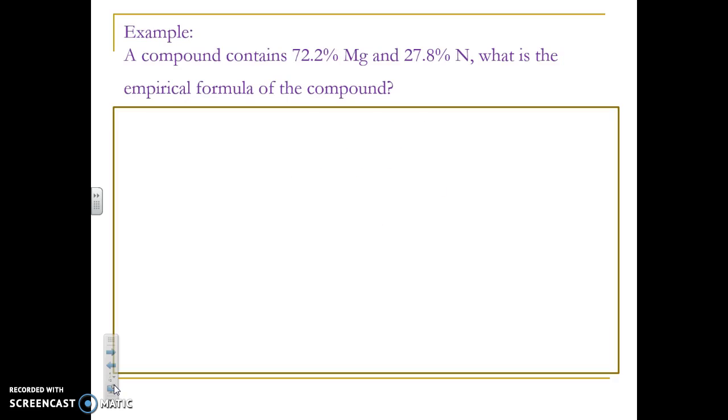A compound contains 72.2% magnesium and 27.8% nitrogen. What is the empirical formula of the compound? Okay, since we are given percent composition and asked for the empirical formula, we know we're going to use the 4 steps of the poem. Those include percent to mass, mass to mole, divide by small, and finally multiply to whole.